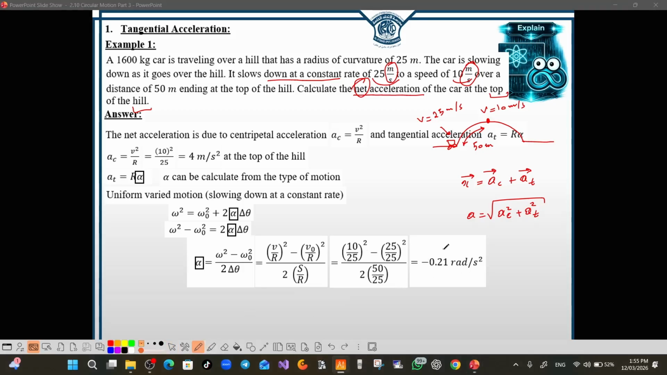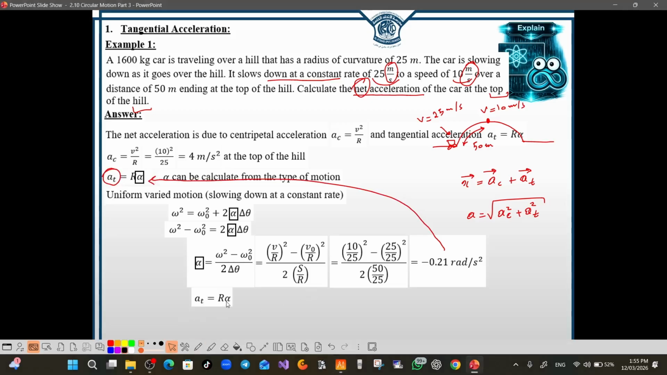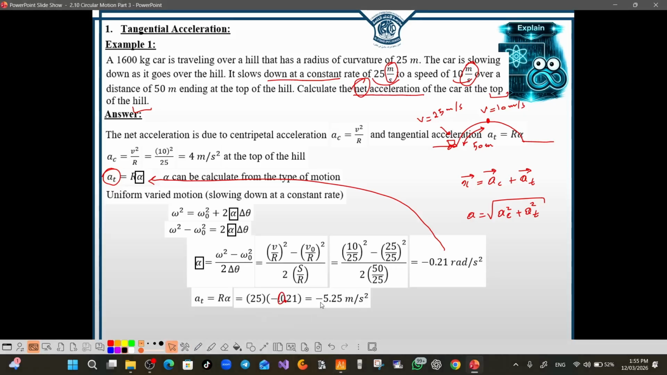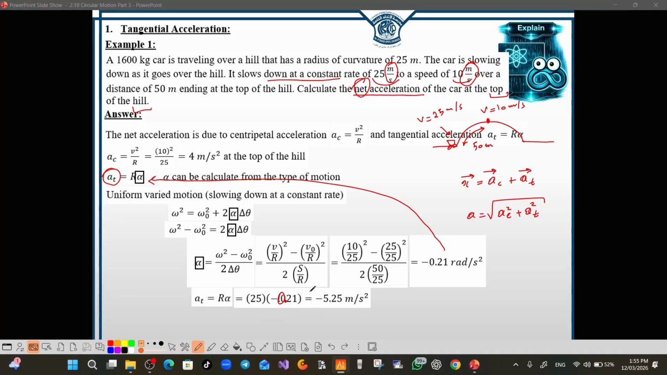So as a final step, we just need to substitute this alpha in this equation to get the tangential acceleration. The tangential acceleration is equal to R alpha. So R is 0.21, and the final answer is again minus 5.25 meters per second squared. Now we have the tangential acceleration, and this is the same answer that we got when we solved it via the linear kinematics equations.